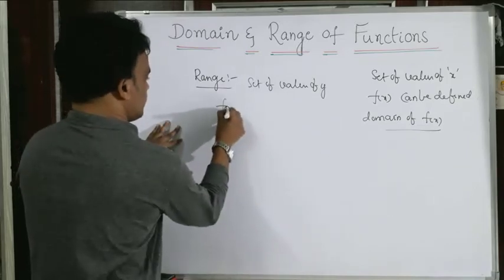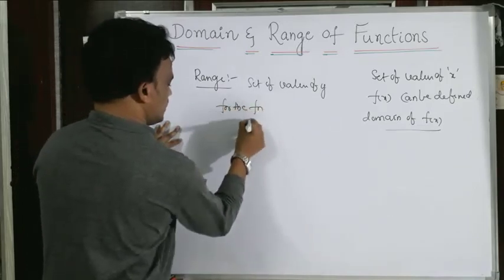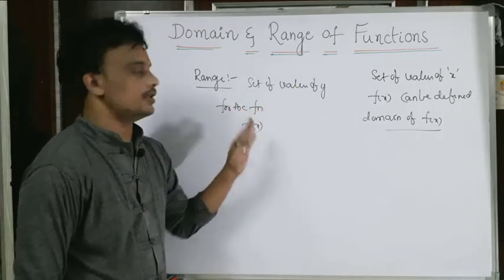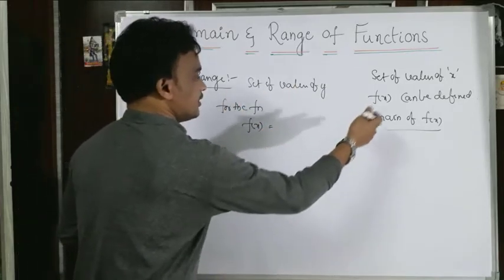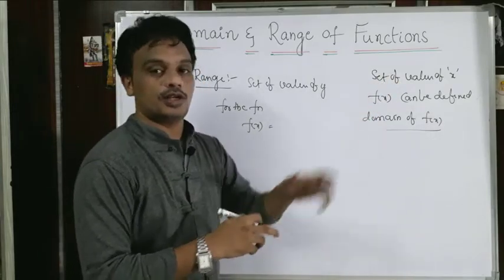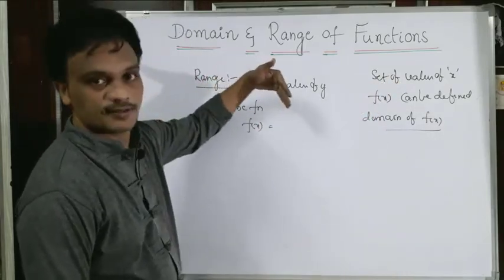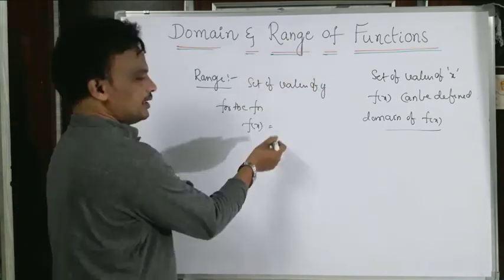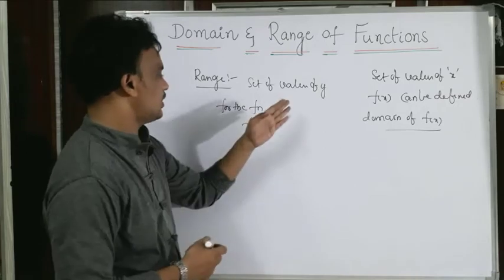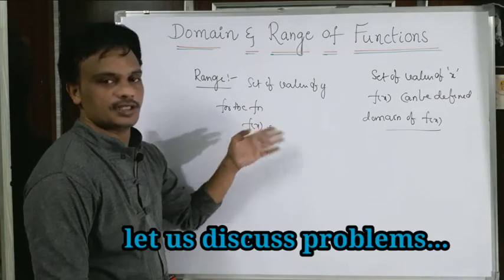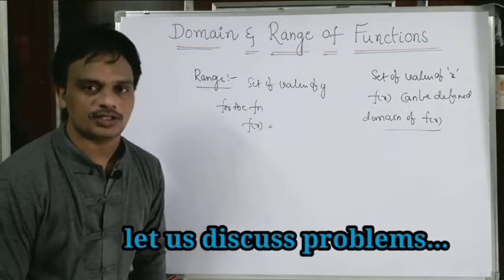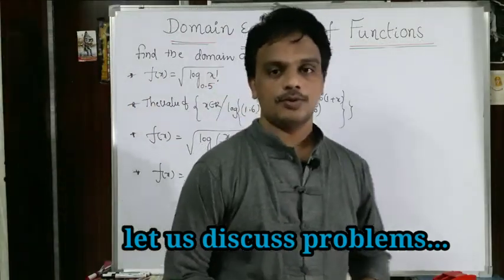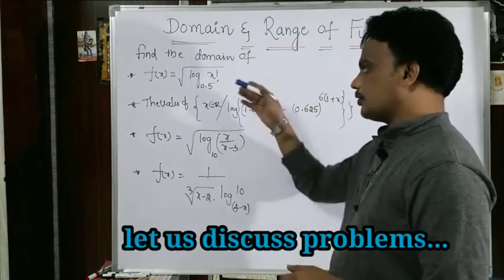So for the function f of x, the set of values of y, where the function can be defined, for those values of x it gives some results. Let us take those values to be denoted by y. Then we can write it as the set of values of y of the function f of x. We can say it is the range of the function. Understood? Yes, students. So, let us discuss some problems for finding the domain of functions.